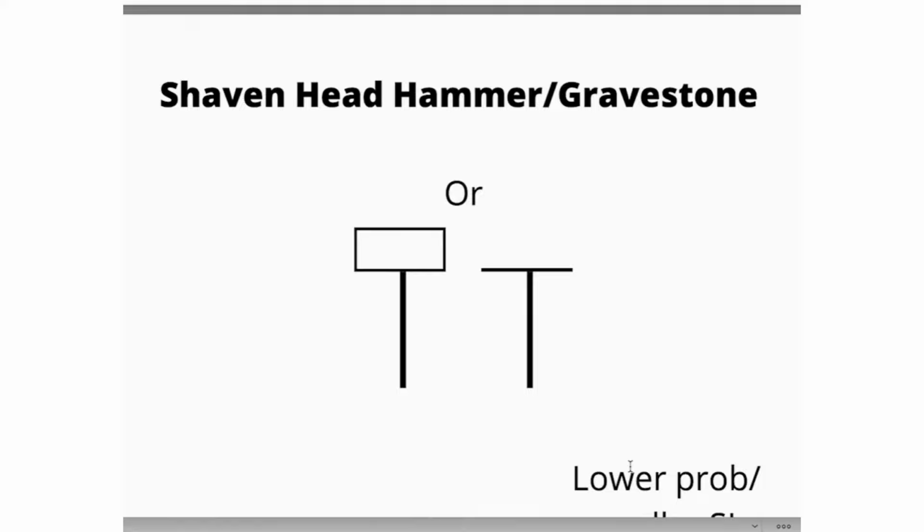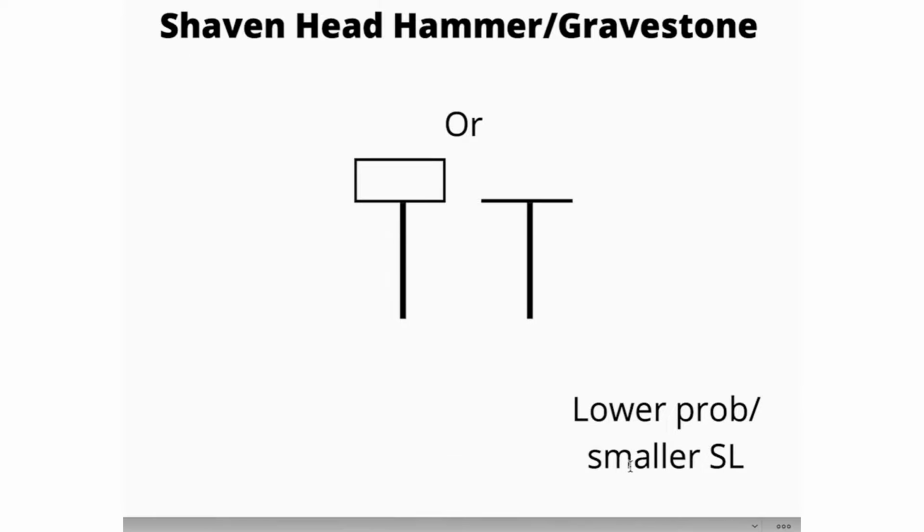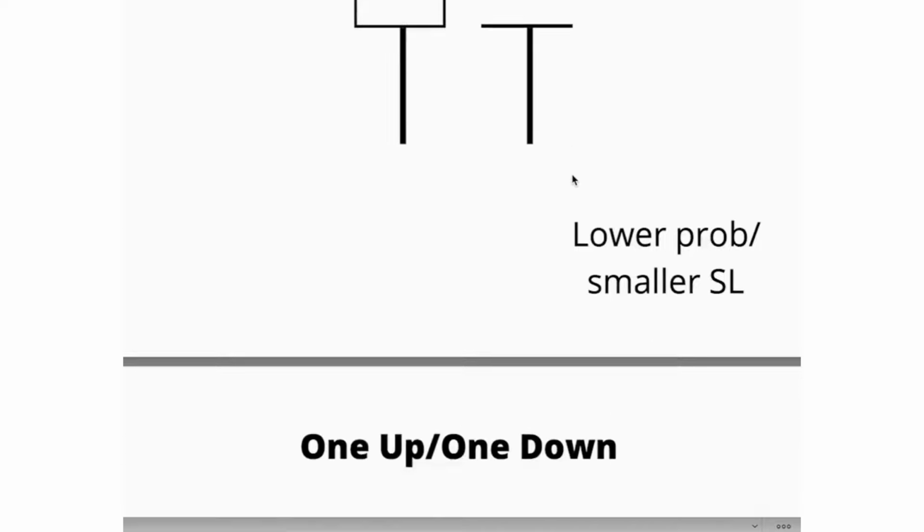Shaven head, hammer, or gravestone, depending on which way up it is. Probability slightly lower than the others, I would say, but again, a very small stop loss, because if it moves up above your entry point, you know you're wrong straight away, and you can get out for a very small loss in terms of pips.